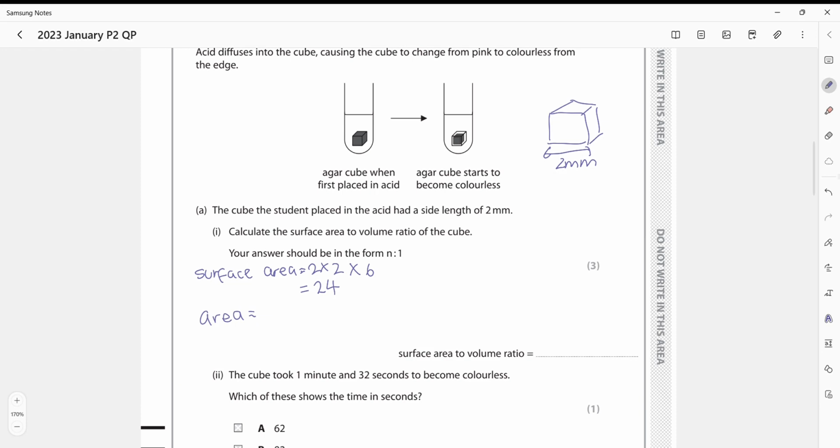And the volume would be 2 times 2 times 2. So 2 times 2 times 2, that'll be 8. Now, if we're talking about the surface area to volume ratio, that's 24 to 8. Well, let's divide both sides by 8 so we can simplify the ratio. Here we have 1, here we have 3. So that'll be 3 to 1.